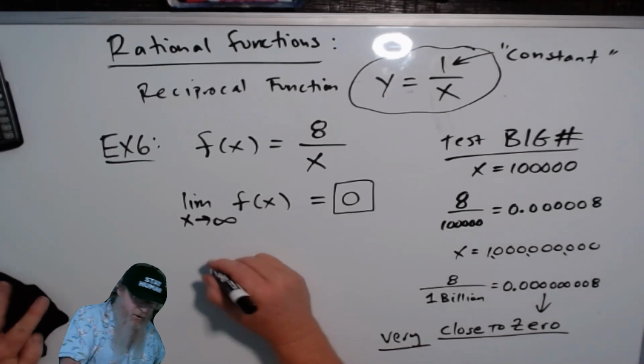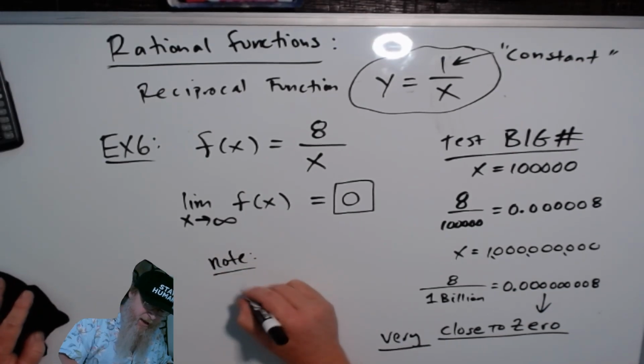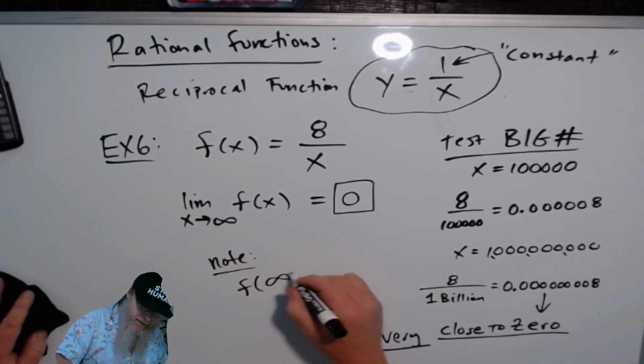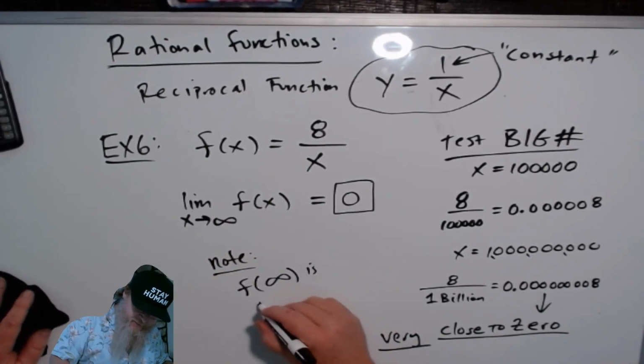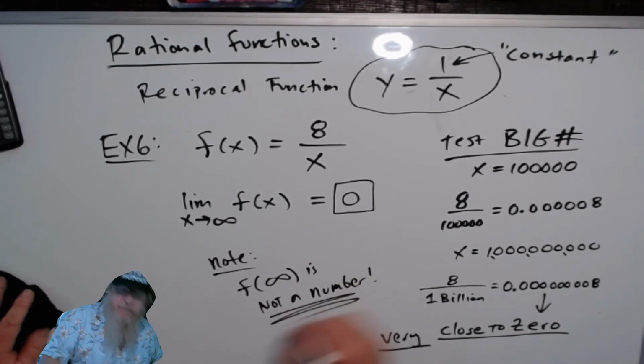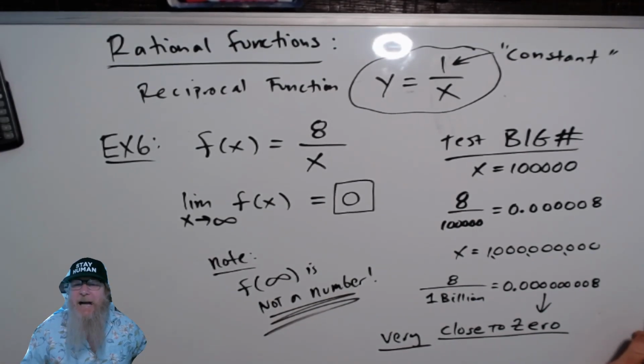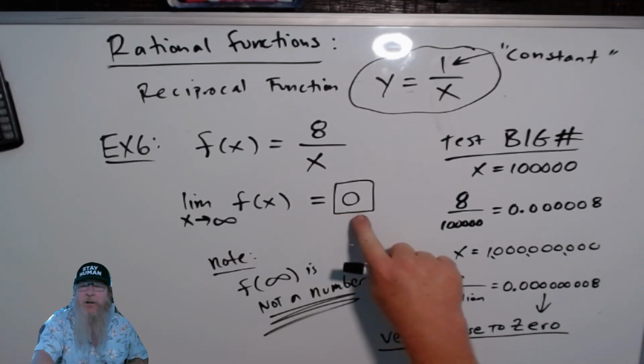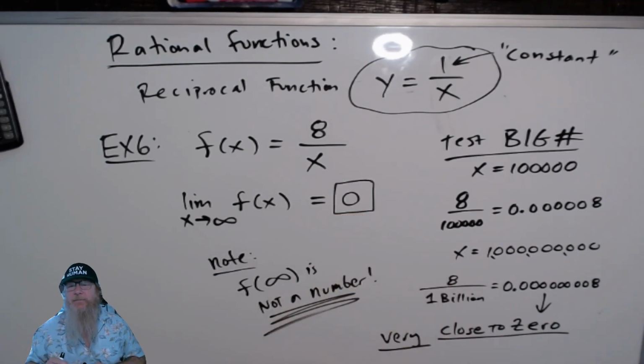I should make a note. F of infinity does not exist. So you can't actually plug in infinity, but you could say that it's getting very close to infinity. Right? And so therefore the limit is getting very close to zero.